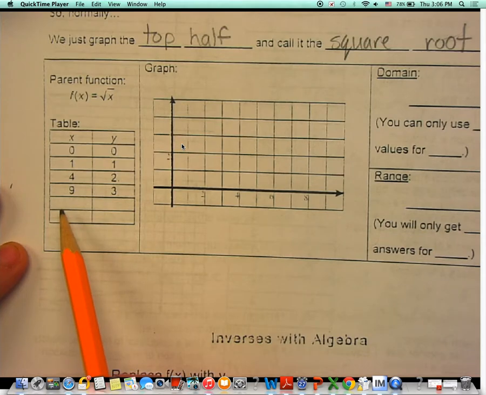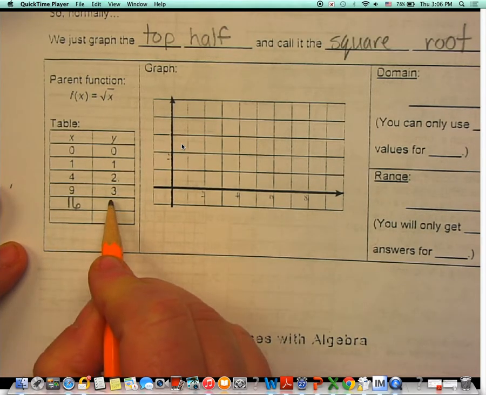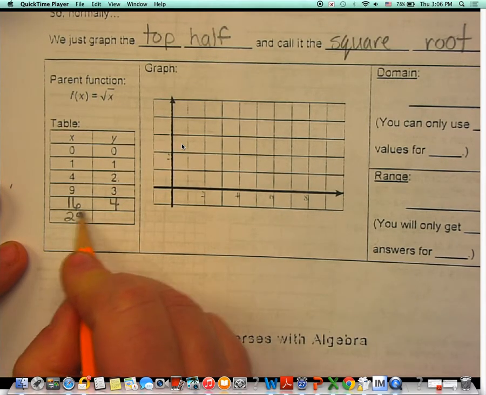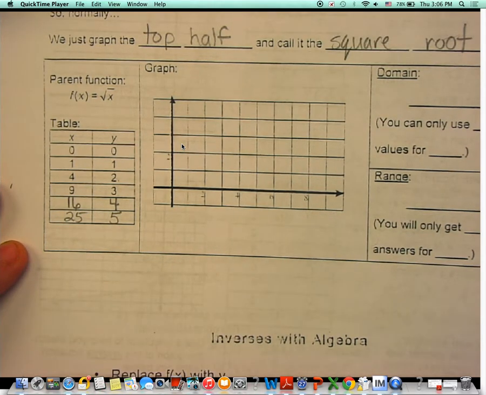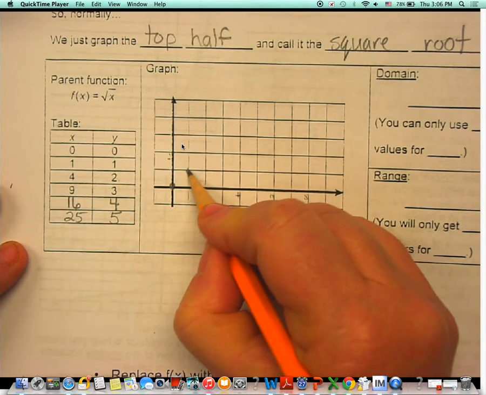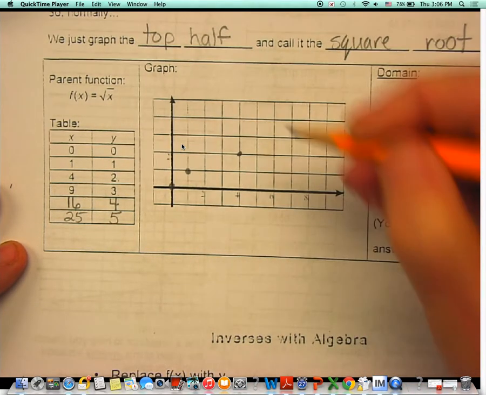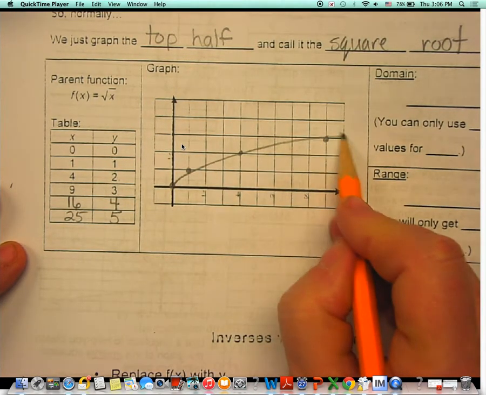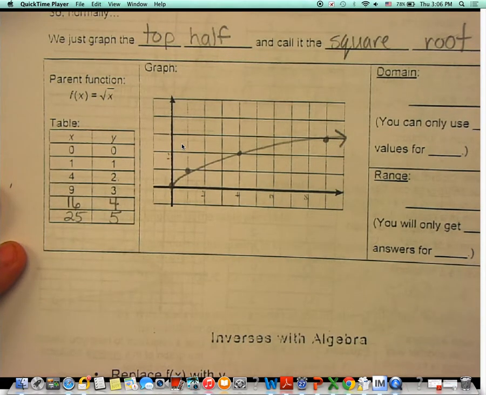That's whole numbers. 16. Square root of 16 is what? 4. Okay, and then what would be the next one? Square root of 25 is 5. Okay. We could keep going. Square root of 36 is 6. Or square root of 49 is 7. Okay. We're going to graph this. 0, 0, 1, 1, 4, 2, and 9, 3. And then draw the curve. And that looks like the square root that we had yesterday. Except ours was a little compressed or stretched or something. It was compressed, wasn't it?